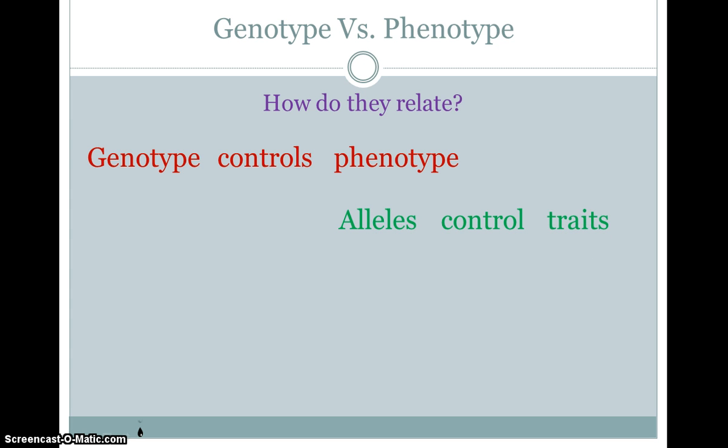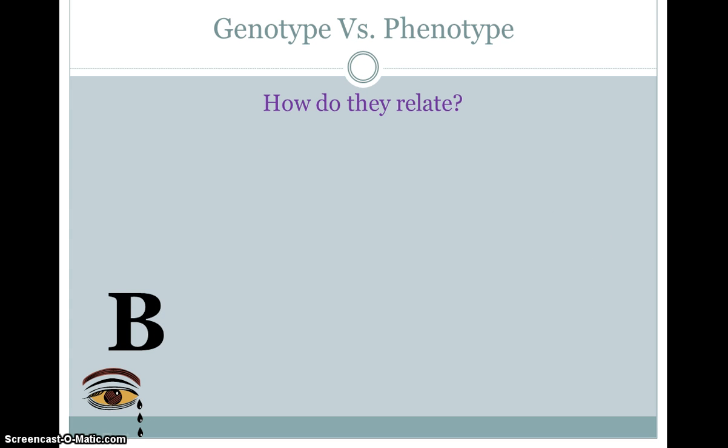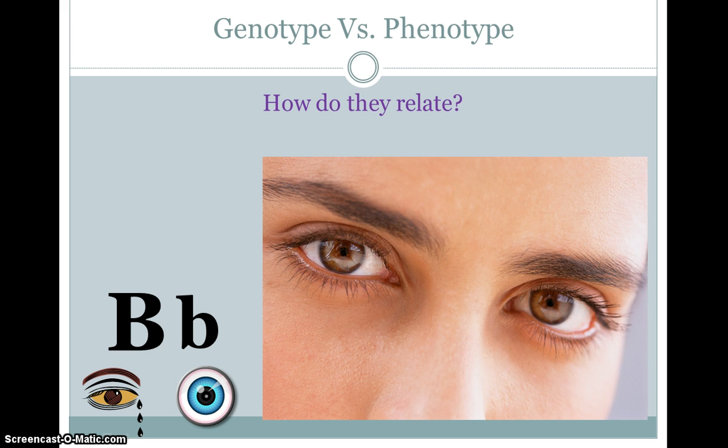Genotype controls phenotype. So if an organism, a human, has a brown allele, which brown is dominant for brown eyes, and a blue allele, which is recessive, that organism would have brown eyes. So a brown allele and a blue allele is the genotype, big B, little b. And the fact that that human has brown eyes, that's the phenotype. It's what you can see.